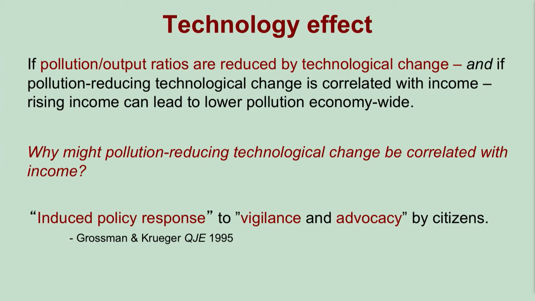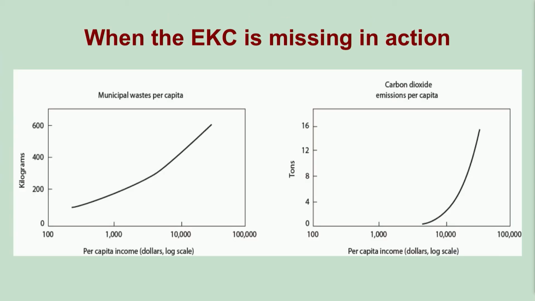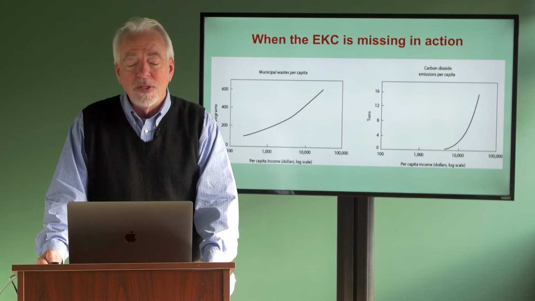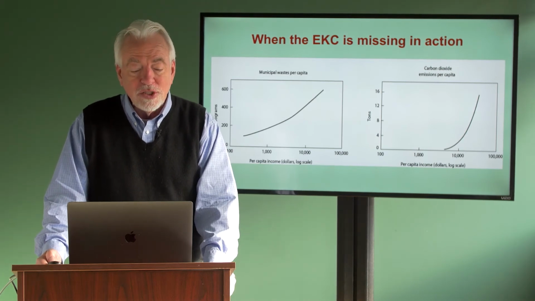And Grossman and Krueger thought, and I think they're right, that that is the main reason why you get the EKC, the environmental Kuznets curve. But in fact, you don't get it everywhere. There are places where the environmental Kuznets curve is missing in action, so to speak.